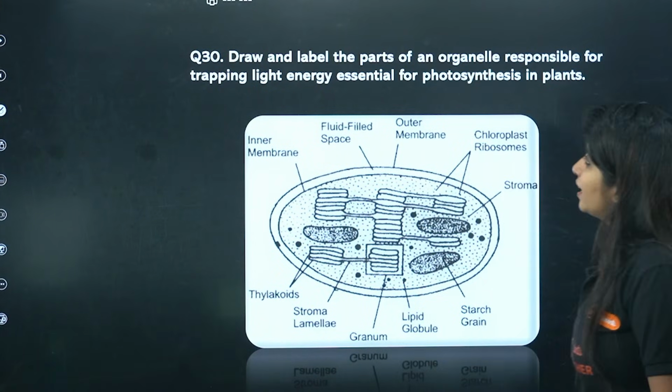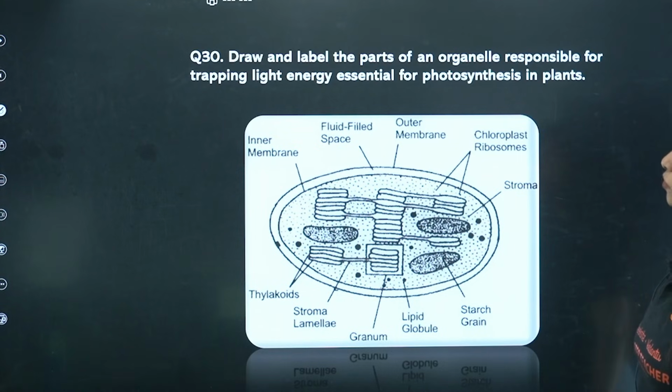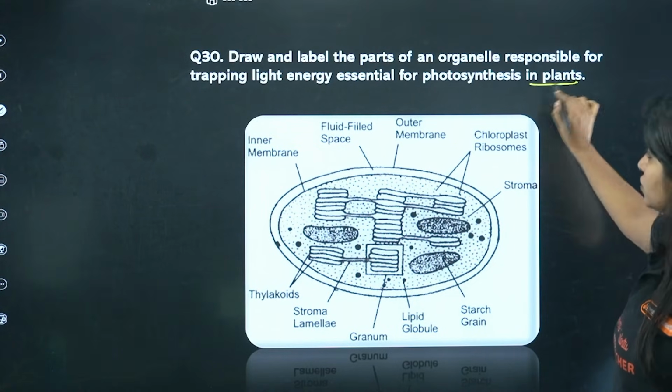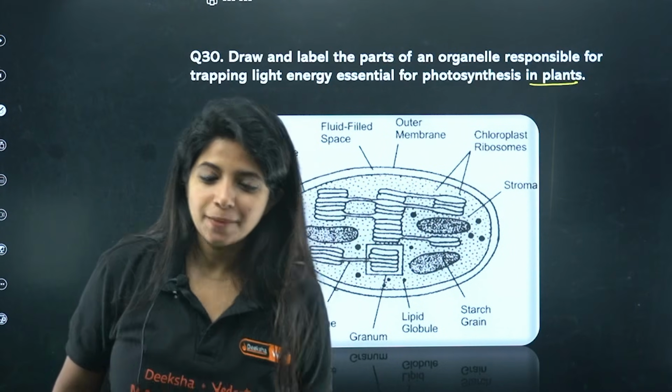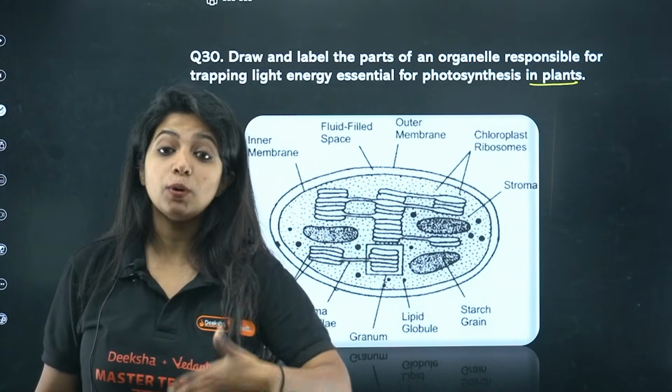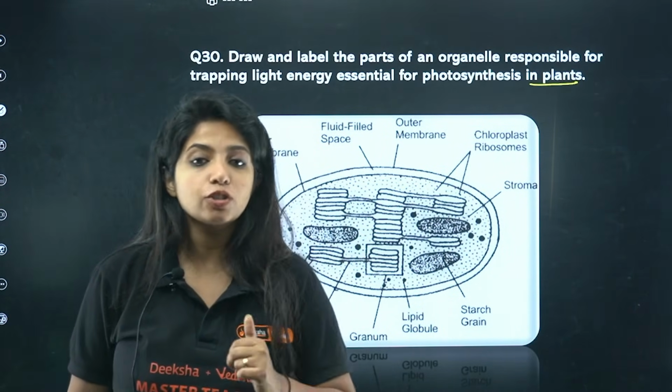Draw and label the parts of an organelle responsible for trapping light energy, essential for photosynthesis in plants. So what is that thing that traps light energy? It's chloroplast, right? Inside chloroplast, what is there to trap? It is chlorophyll pigment that is responsible for this.